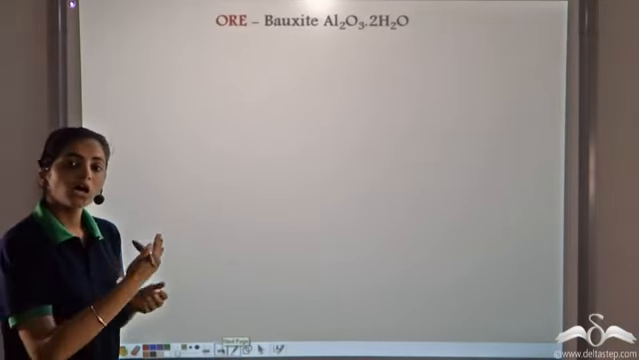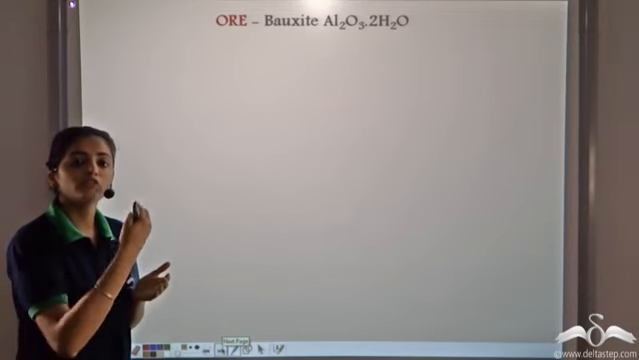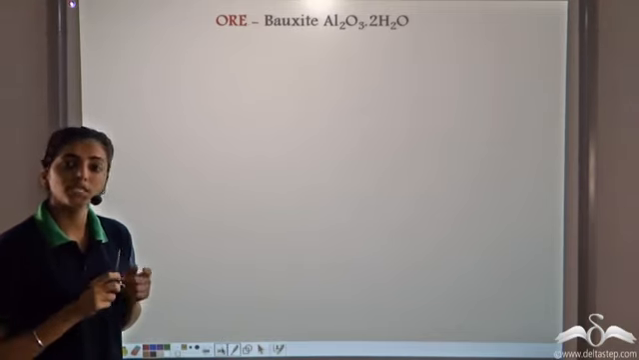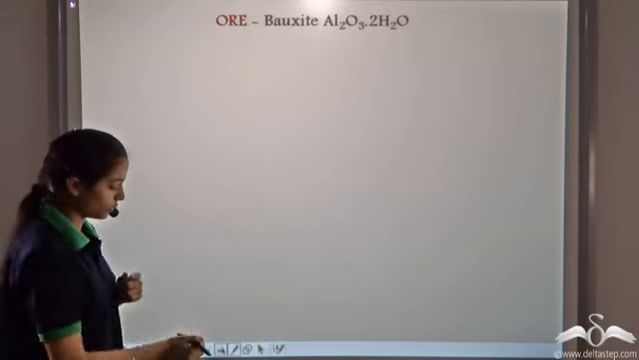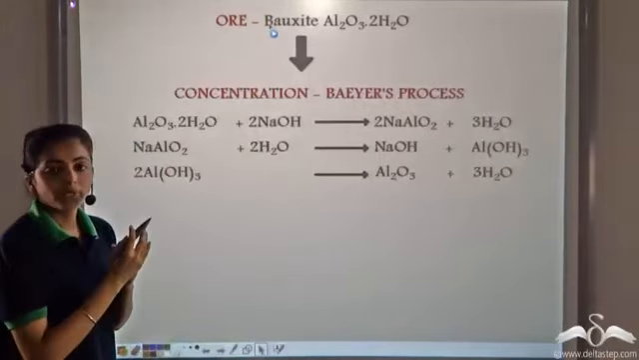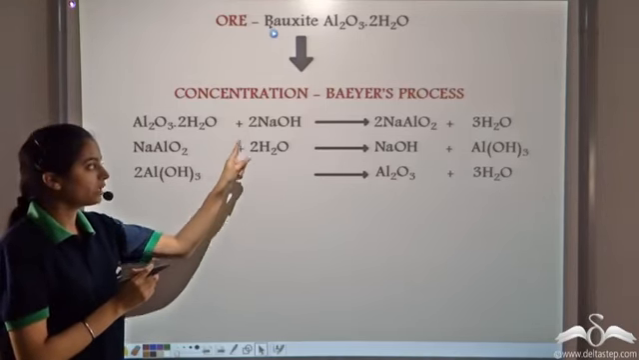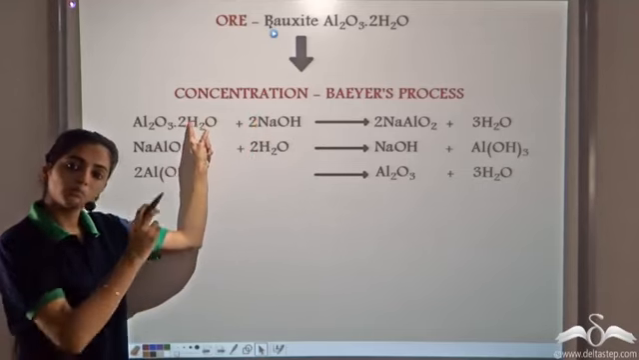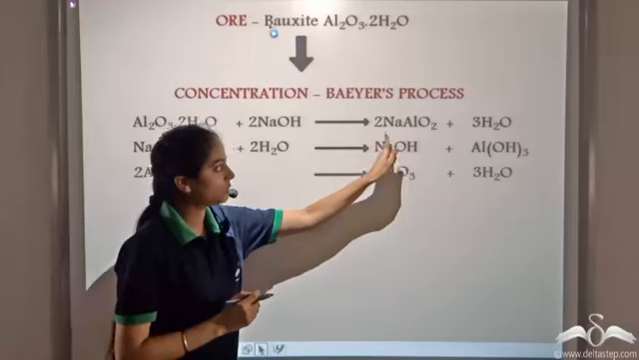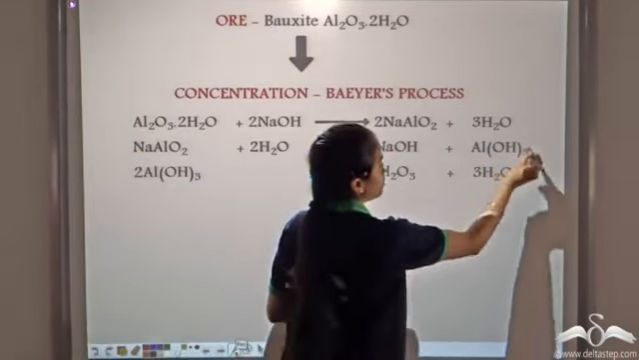So let's revise how we get pure aluminium starting from its oxide and starting from its ore, which is bauxite. So we have the ore bauxite, which is Al2O3 dot 2H2O. So from this, we use the Bayer's process, that is, we use NaOH. So how NaOH helps us? It reacts with bauxite to form sodium aluminate and water. This sodium aluminate further reacts with water to form the white precipitate of aluminium hydroxide.